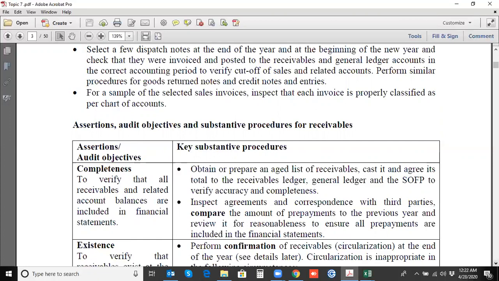If you're auditing the general ledger which does not match with supporting information or schedules, then it's going to be very problematic. You need to inspect agreements and correspondences with third parties and compare the amount of prepayments to the previous year, and review if it is reasonable to leave the prepayments in the financial statements. Normally, prepayments are those situations where you're going to maybe pay in advance for the services that you have not yet used.